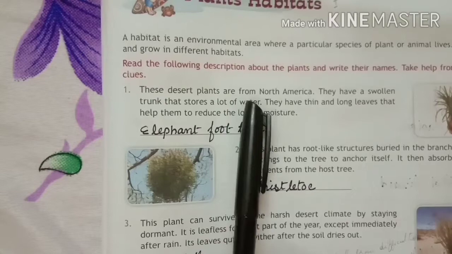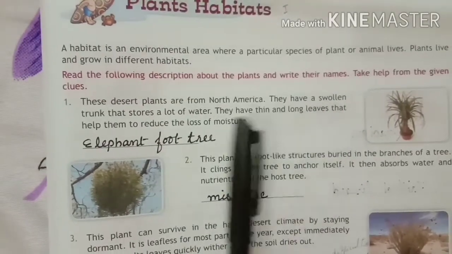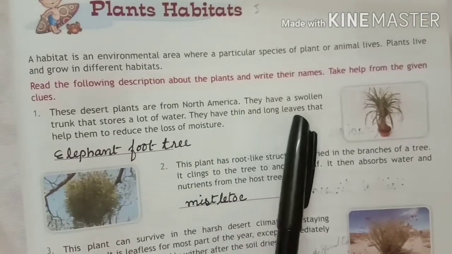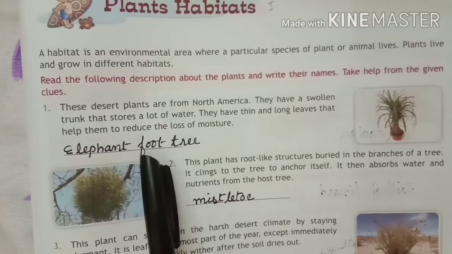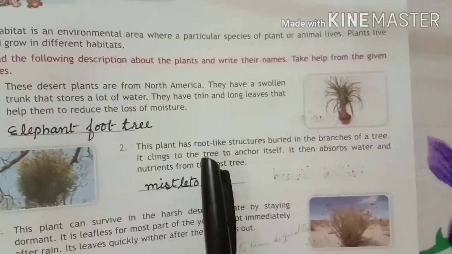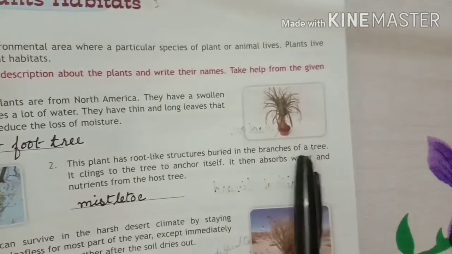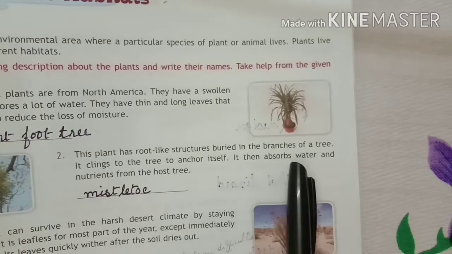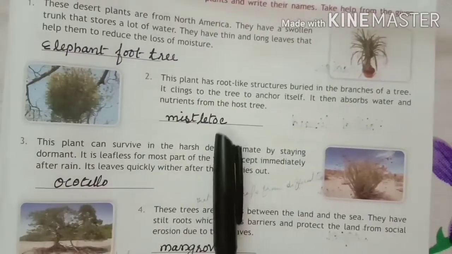These desert plants are from North America. They have a swollen trunk that stores a lot of water. They have thin and long leaves that help them to reduce the loss of moisture. That is elephant foot tree. This plant has root-like structures buried in the branches of a tree. It clings to the tree to anchor itself. It then absorbs water and nutrients from the host tree. Mistletoe.